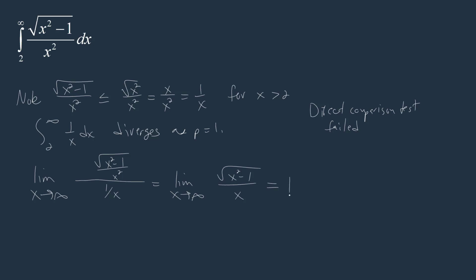Since that limit is 1, then these two integrals either both converge or both diverge. Since one of them diverges, the other does also. So I can then say the improper integral from 2 to infinity of the square root of x squared minus 1 over x squared dx diverges by indirect comparison.